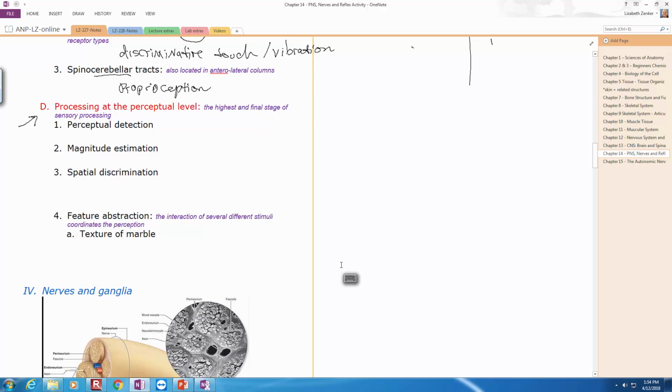And what do I want to tell you about this? Perceptual detection. So when we say sensory processing, that's the actual perception of it, right? So perceptual detection is the simplest part. Okay, simplest part, which means the ability to detect a stimulus has occurred, right?